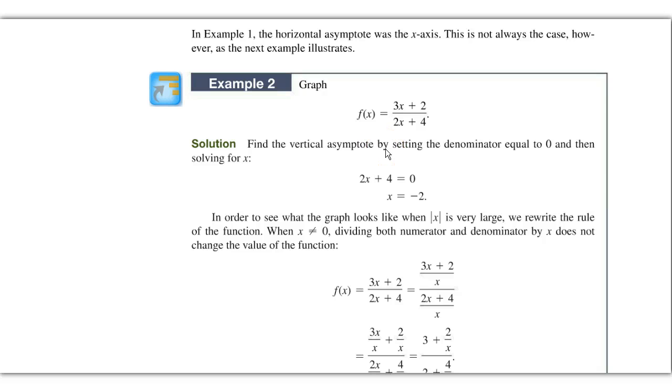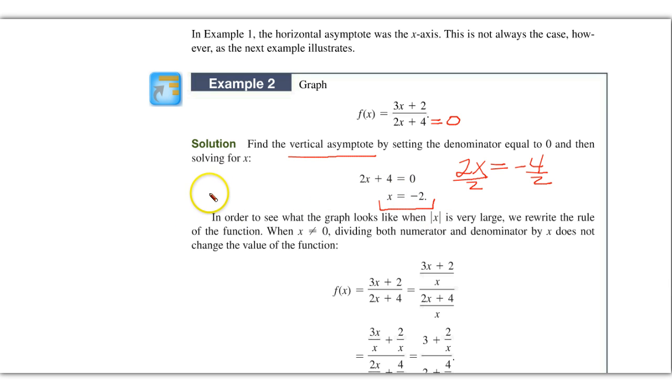Well, the vertical asymptote, we said, we're going to find by equating our denominator to 0. When we do that, we get 2x equals, transpose the positive 4 to the other side, makes it a negative 4. Divide both sides by 2. X will equal negative 2. So here our vertical asymptote is negative 2.